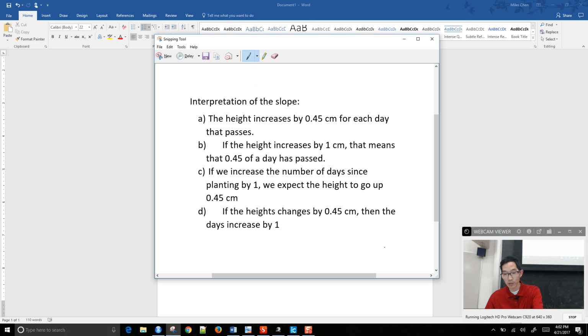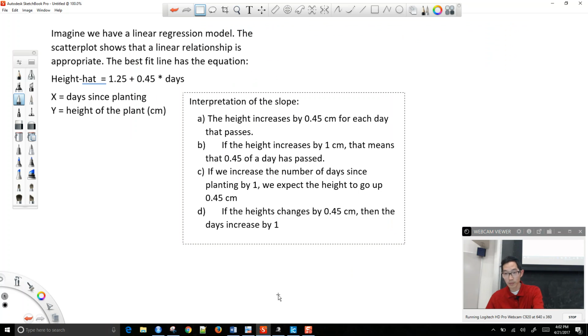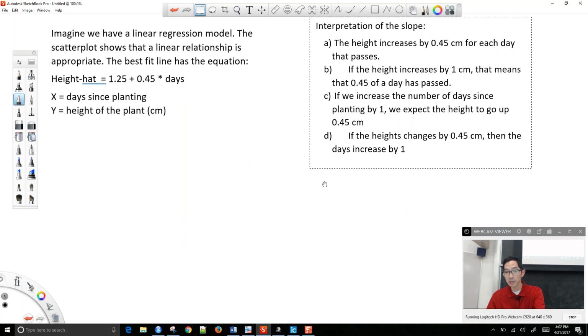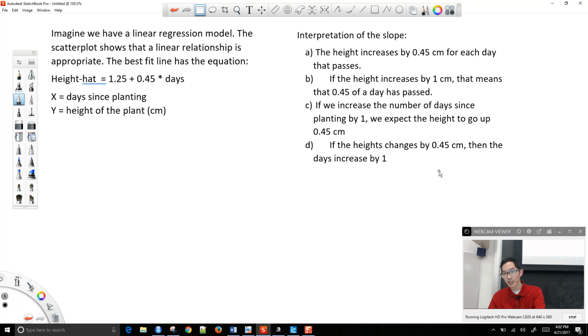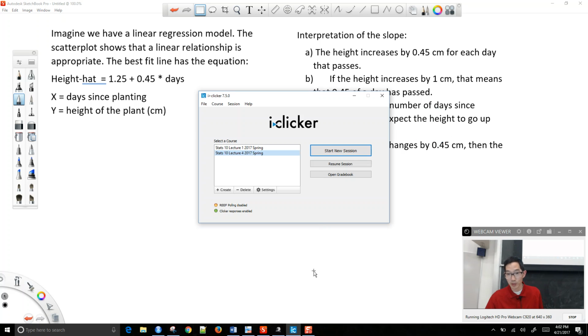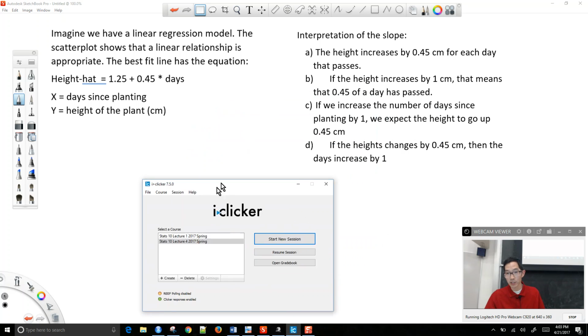Okay, and so these are your different answer choices. And some of these sound sort of correct, but only one of them is actually correct. Let me get our clicker session started.